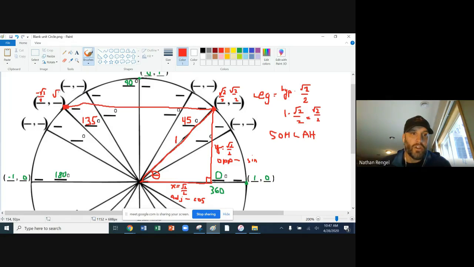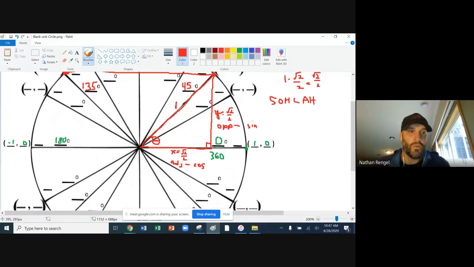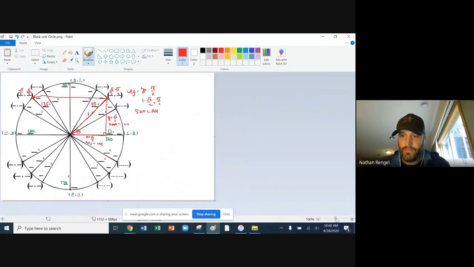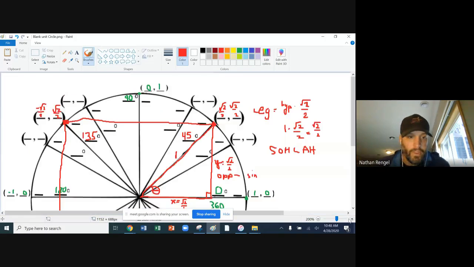And the y-coordinate is still square root of 2 over 2. So it's the same two values as the original position over here, except now we're in the second quadrant. So in the second quadrant, your x's are negative, your y's are positive. Then we'll head down to the third quadrant, which I'm just going to zoom out for a second. So we'll head down to here. This point down here, I'll zoom back in.